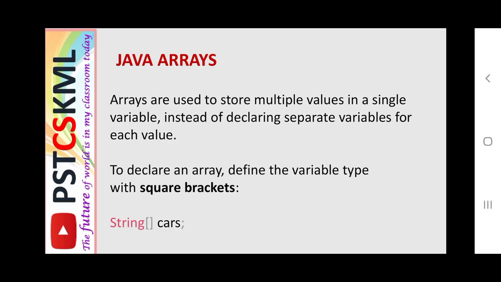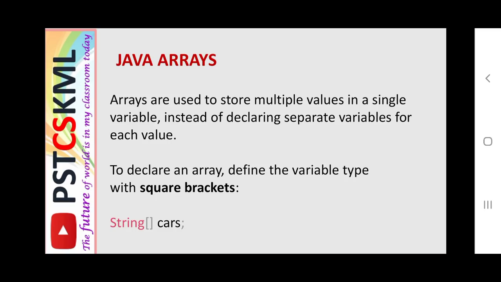To declare an array, define the variable type with square brackets. Before this, we already learned about variables. When we declare a variable, for example a variable total, and we want to use the data type integer, we declare it as int total semicolon, which means that total is declared as data type int, that means integer. But for arrays, you should declare a variable with square brackets. When you see square brackets, it means that it is an array.